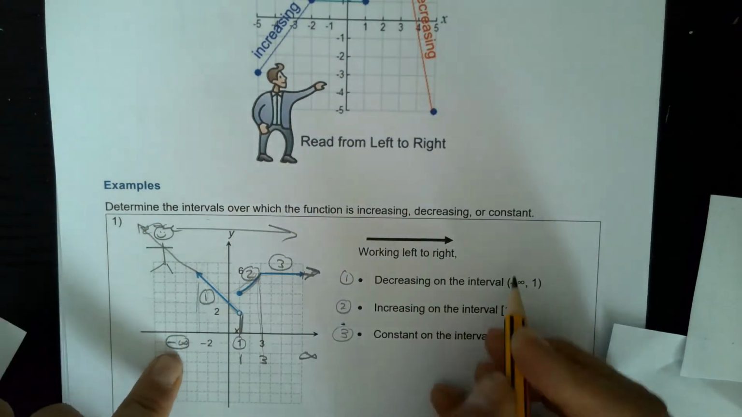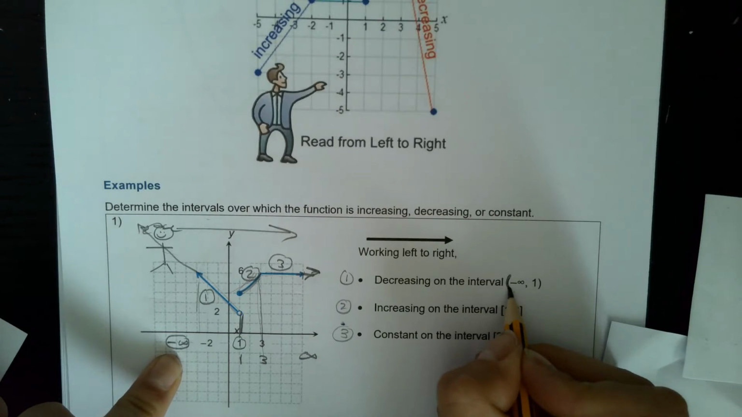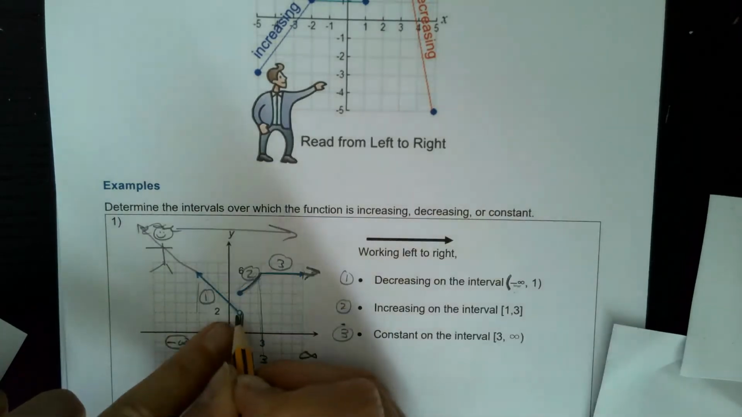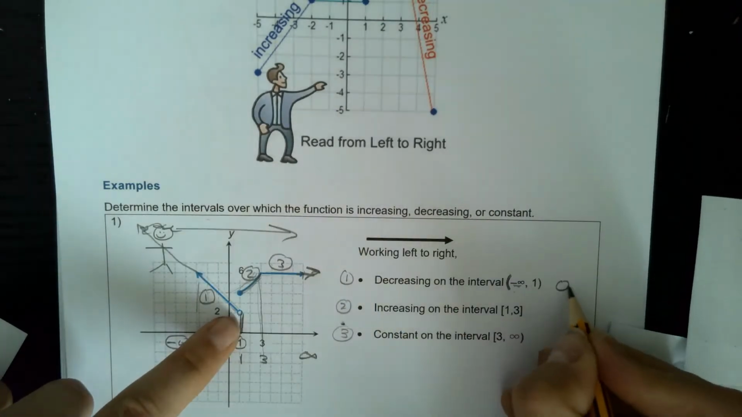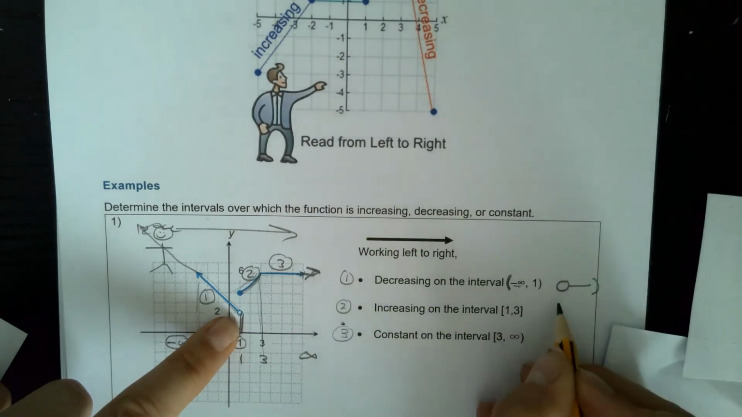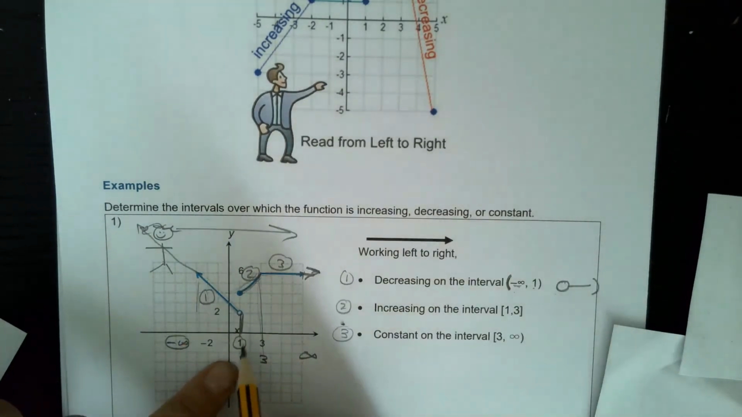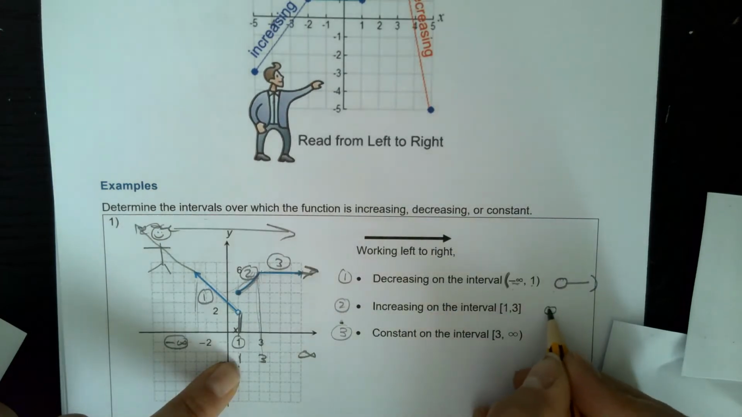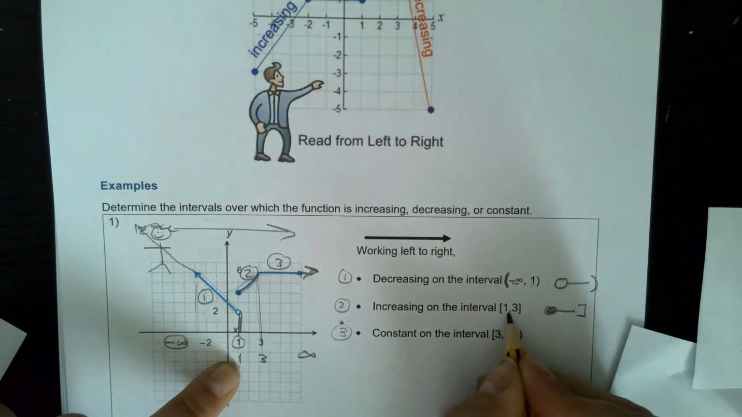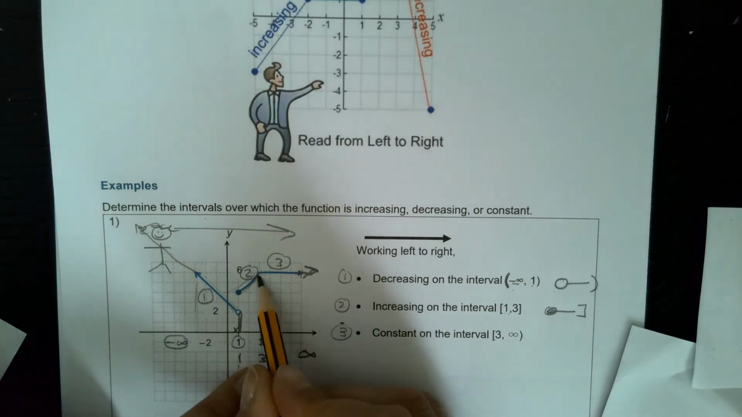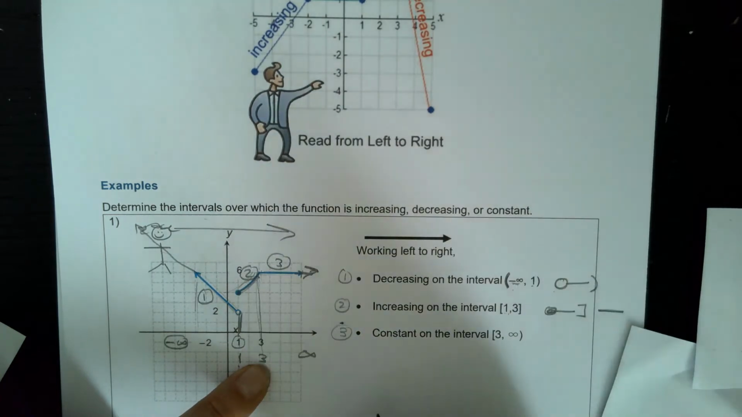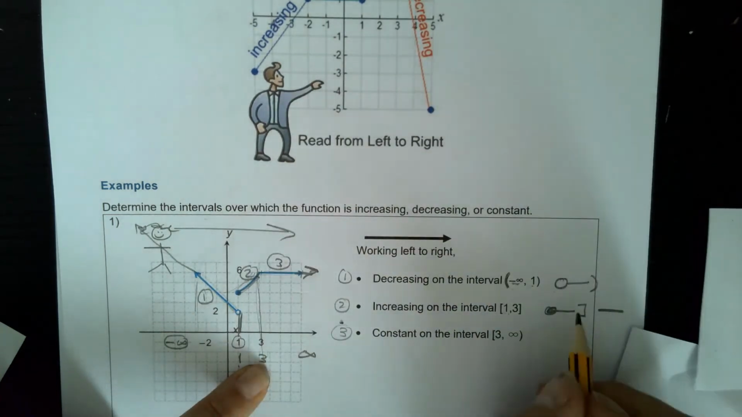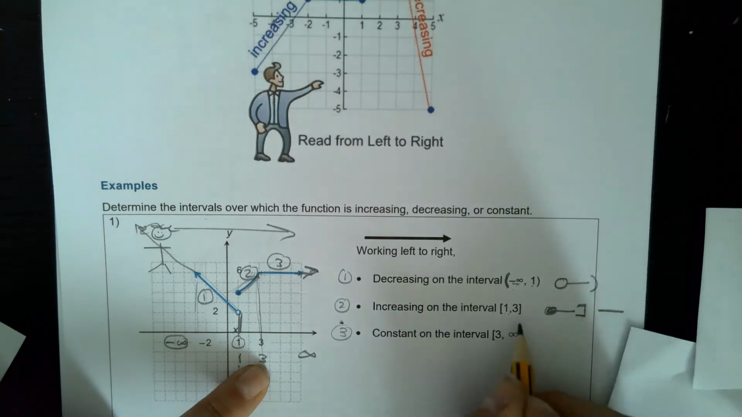Okay? So the first one is negative infinity to 1. Let's look at the ends. So this has to be round because it's infinity. This is an open circle. Open circles have round brackets. Okay? Next part. It starts at 1 and it stops at 3. Because it has a closed circle, it's going to be a square bracket at closed. Now this one does not have a closed or open circle. So if it's just a straight line or a line with no circle, then we do closed or square brackets.